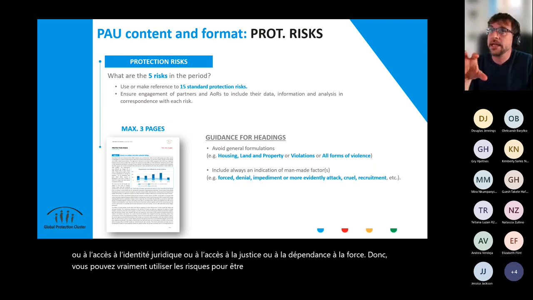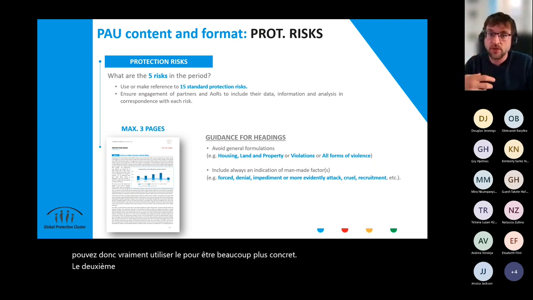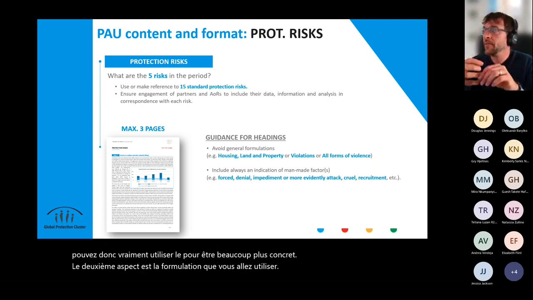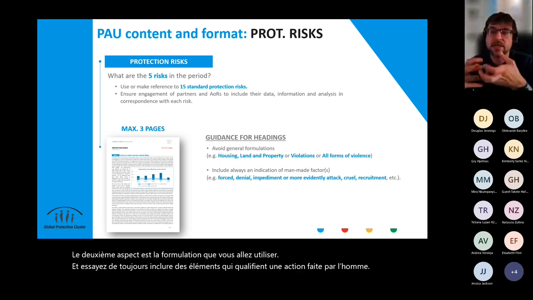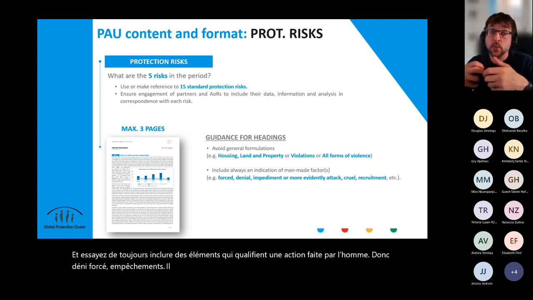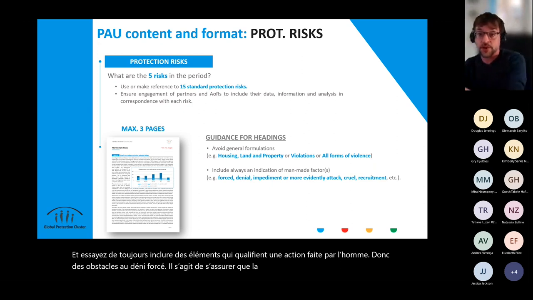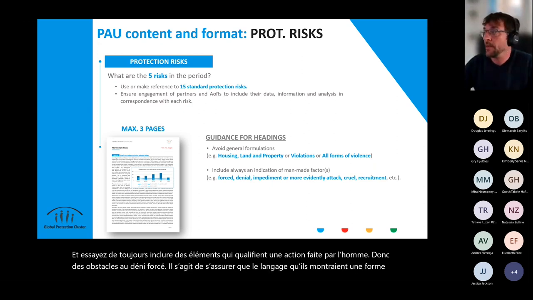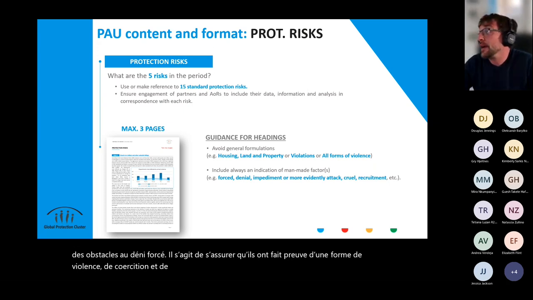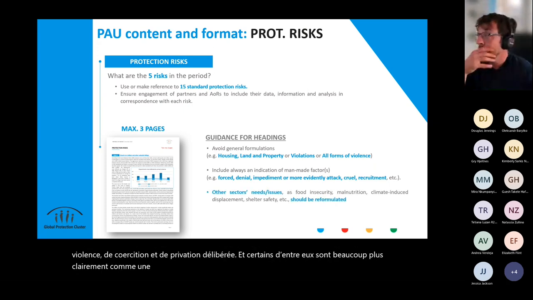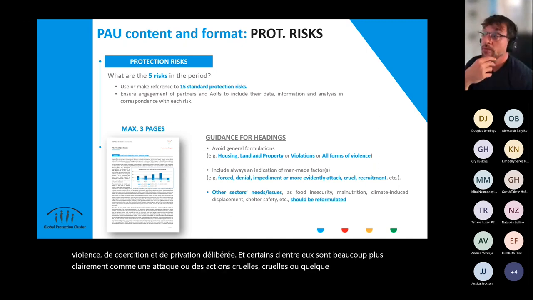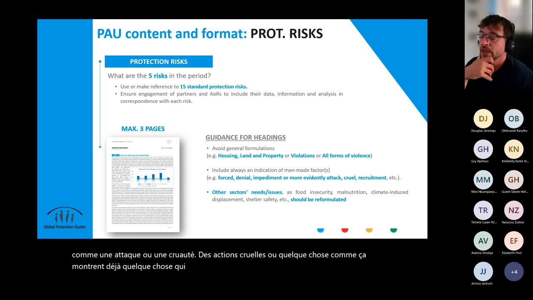The second aspect is, whatever wording you're going to use, try to always include an element that qualifies a man-made action. So forced, denial, impediments. This is to ensure the language shows a form of violence, coercion, and deliberate deprivation. And some of them are much more clear, like attack or cruel actions or something like this, which already show something that is related to man-made responsibility.